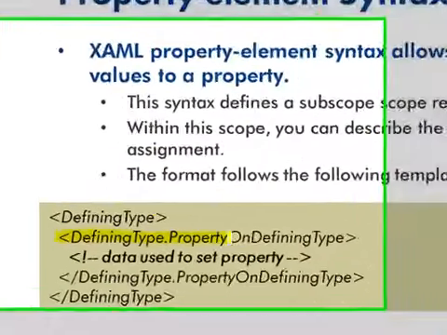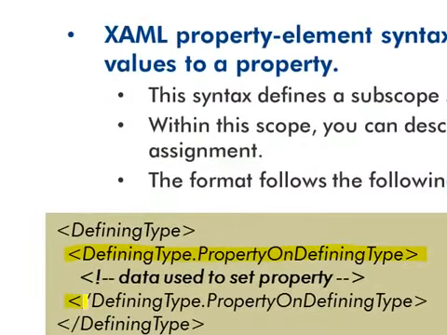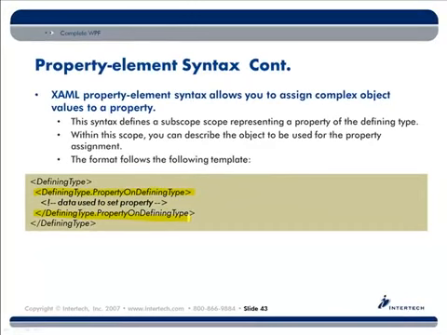But now here's the property element syntax. Notice how I've defined this internal scope. DefiningType.PropertyOnDefiningType. Okay, that's the property element syntax. So that might say, for example, Button.Background, right? I want to change the background color of this button. And then inside of there, you would put together your complex brush. Here's an example.